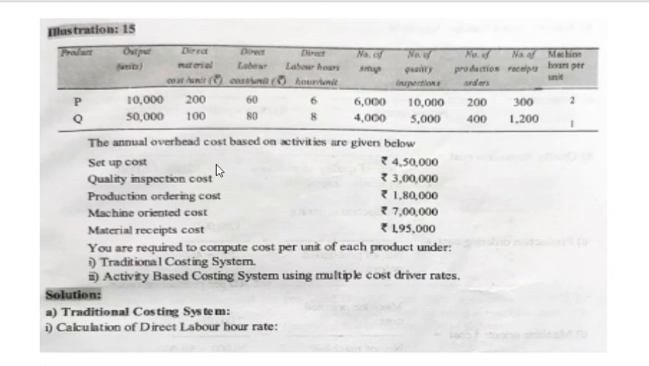The annual overhead costs based on activities are given below. Setup cost 4,50,000. Quality inspection cost 3 lakh. Production and ordering cost 1,80,000. Machine oriented cost 7 lakh. Material receipts cost 1,95,000. You are required to compute cost per unit of each product under the traditional costing system. Then the second one, activity based costing system using multiple cost driver rates.